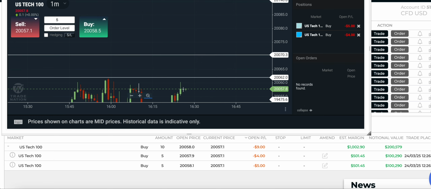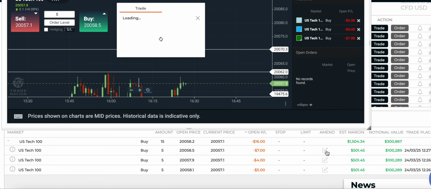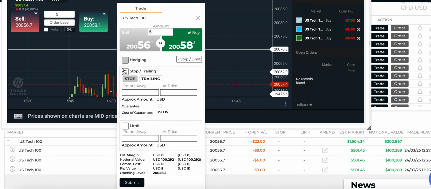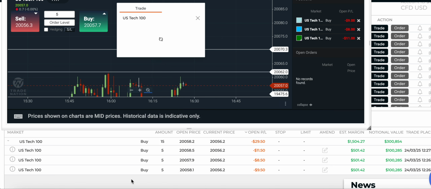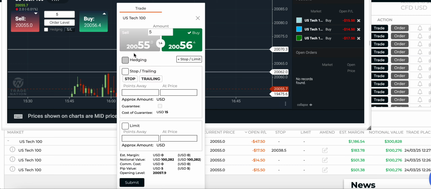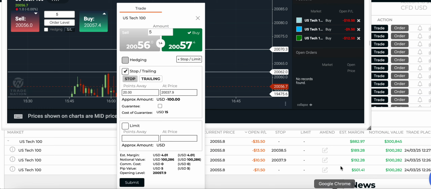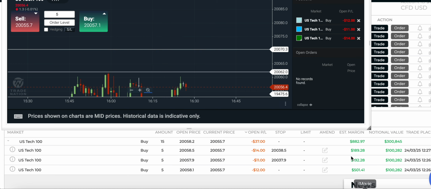So I'm going to open another 5 contracts here. So that's 15 contracts now. And I'm going to amend it and add my stop loss. This is pre-market trading. So I'm in no rush to add a stop loss. But I will add one here. And I'll add another one right here. So 20 stop loss. And I'll add another right here.